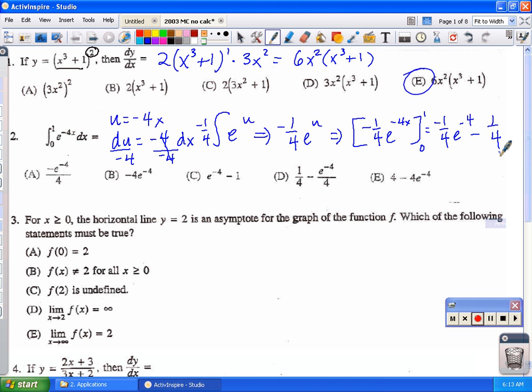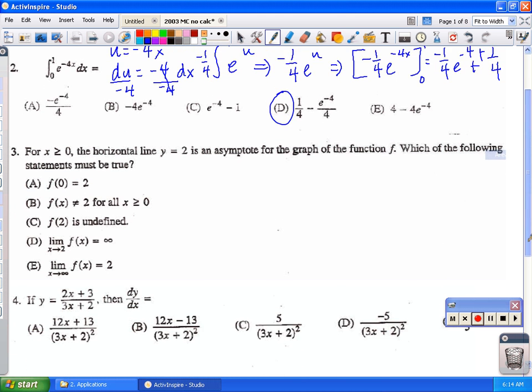Letter, what are we looking at here? Did I make an error somewhere? Yep, right here when I did minus, that should be minus negative 1/4, which would be plus, which would be letter D. Be careful of those arithmetic errors. Don't be going too fast.